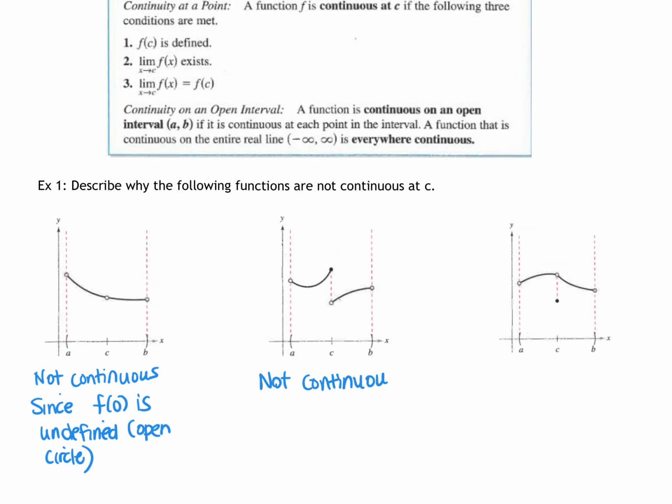because, or since, the limit as x approaches c of our function does not exist.